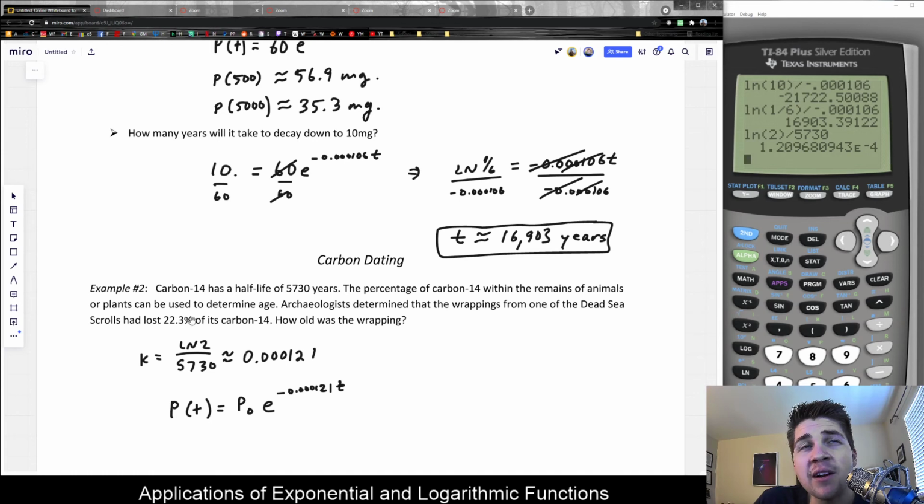But that's kind of where it comes down to, how much is left? It's lost 22.3% of its carbon-14. So you could actually use an amount, but here we can use a percentage, because we're assuming that it started with its full 100% of carbon-14, and it's lost 22.3%, implying that it has 77.7% remaining currently.